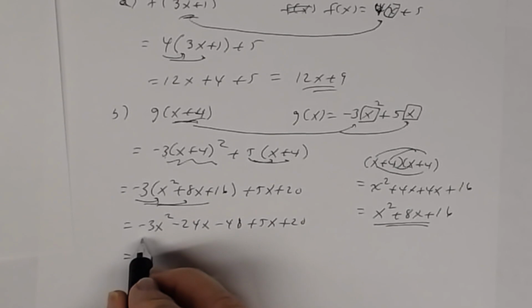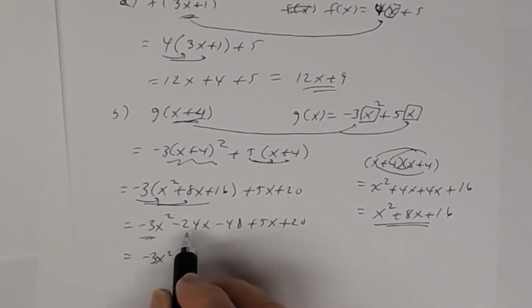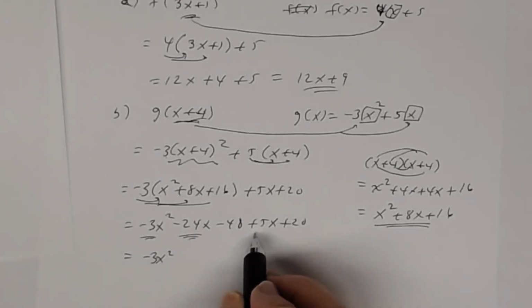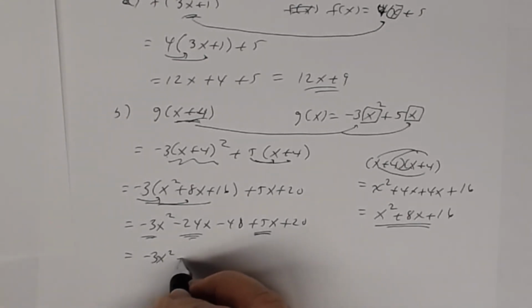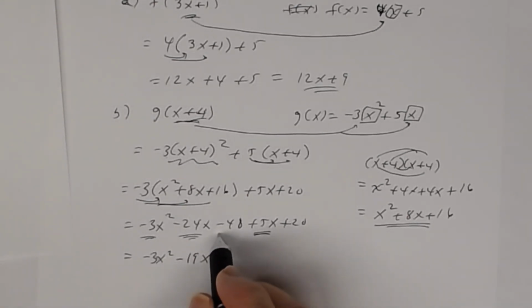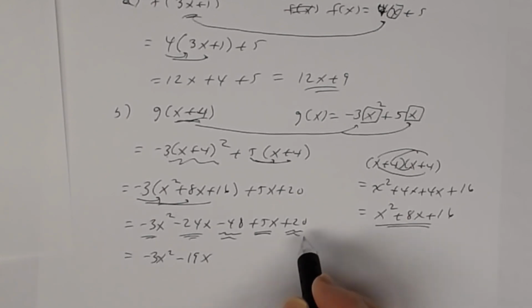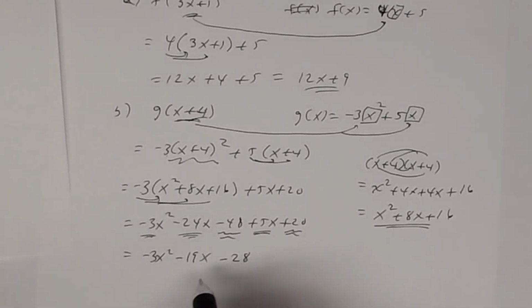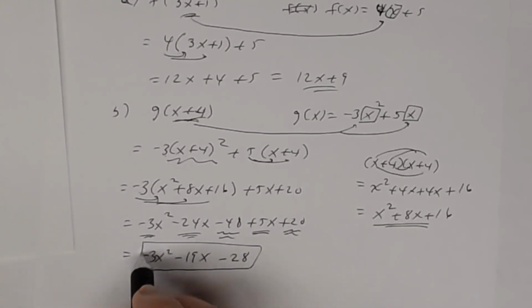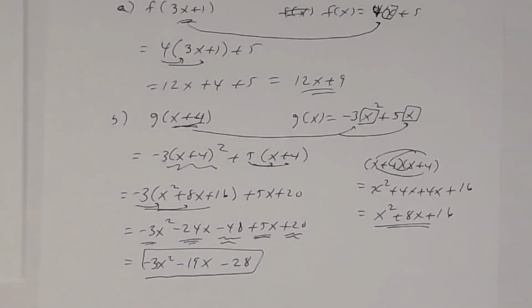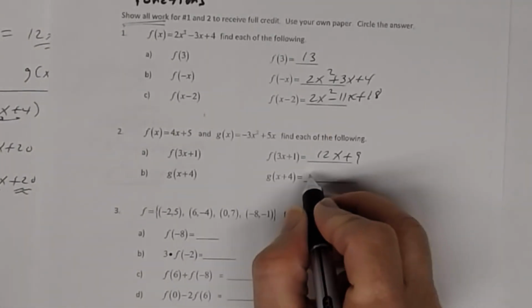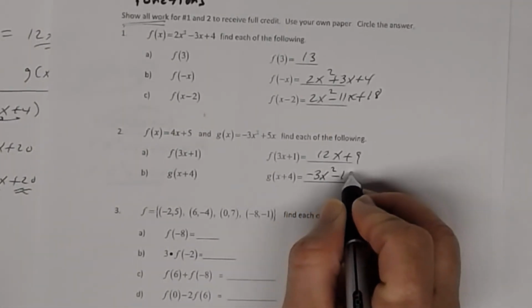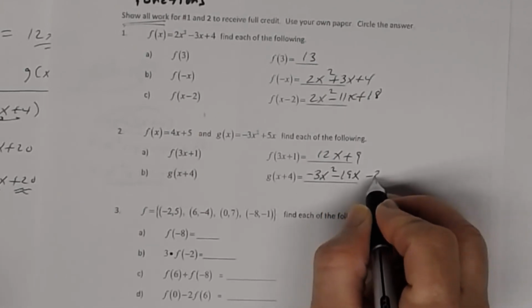All right, let's go ahead and combine like terms. I have negative 3x squared, a negative 24x, and a positive 5x, right? A negative 24x and a positive 5x is a negative 19x. Negative 48 and a positive 20 is a negative 28. And so that is the answer to 2b. So 2b, you're going to have negative 3x squared minus 19x minus 28.